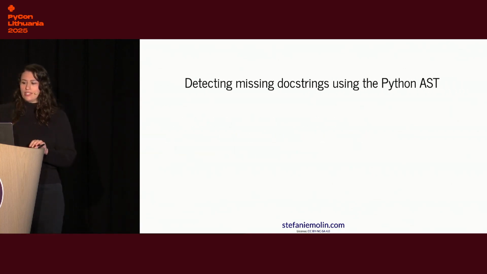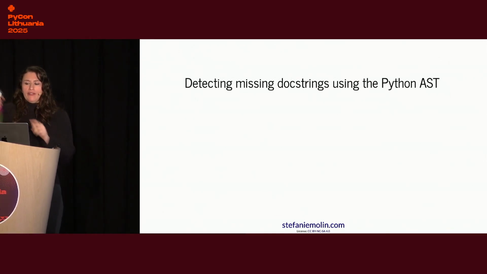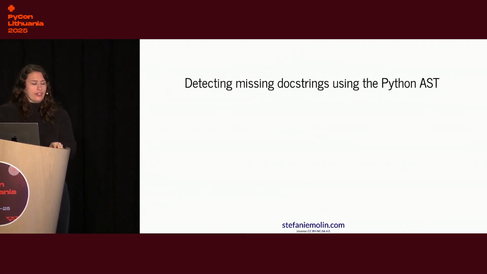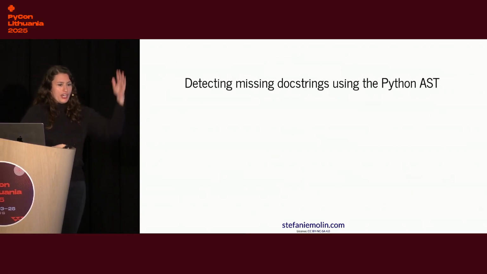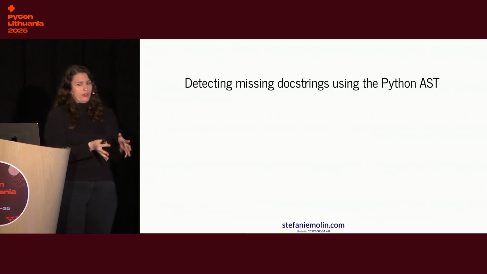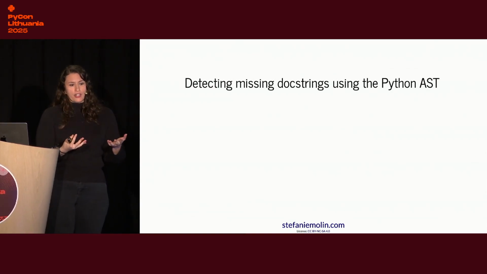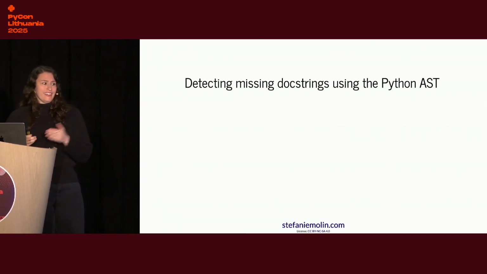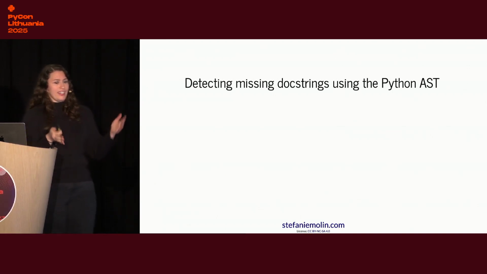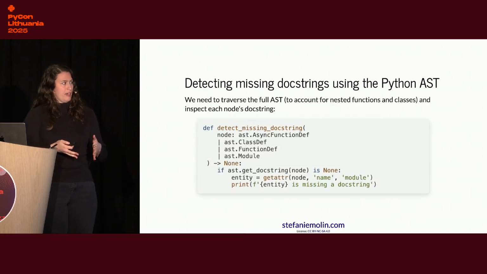Okay, so let's talk about detecting missing doc strings using the AST. We have two components that we need to figure out. The first thing is we need to figure out how to actually traverse the tree. And the other thing is that once we're at a node that we actually care about, something that could have a doc string, then we want a function that we can call that will tell us the doc string is missing or the doc string is present. So we're going to start with that bit.